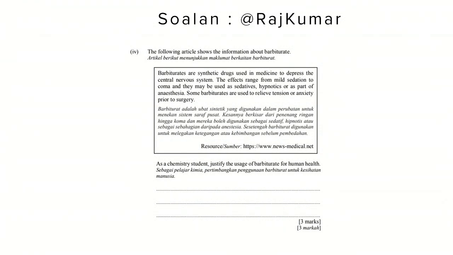Barbiturates are synthetic drugs used in medicine to depress the central nervous system. The effects range from mild sedation to coma. They may be used as sedatives. Hypnotics are part of anesthesia. Some barbiturates are used to relieve tension or anxiety prior to surgery. As a chemistry student, justify the usage of barbiturates. Oh, this one actually you can write anything you want.